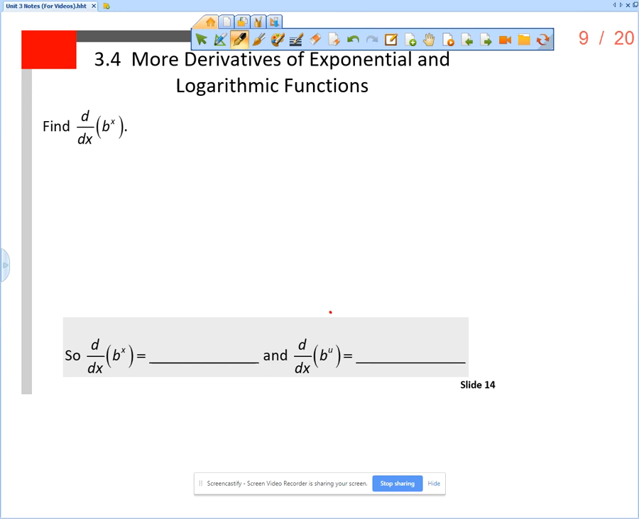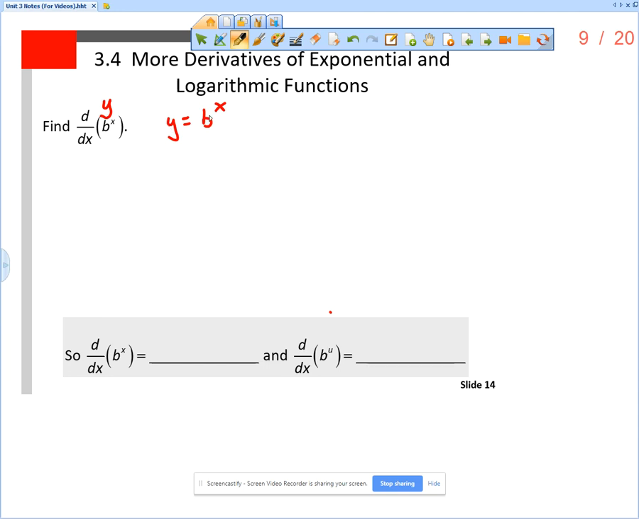So we're going to use this rule that we're going to develop right now. All right. So first of all, just like we've done a number of times, we're going to let y equal b to the x. So I'm really trying to find dy/dx. All right. So if y is b to the x, what we want to do is use kind of the inverse property that we used when we did the inverse trig functions in section 3.1.